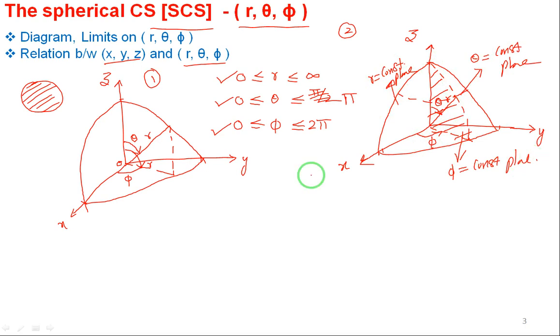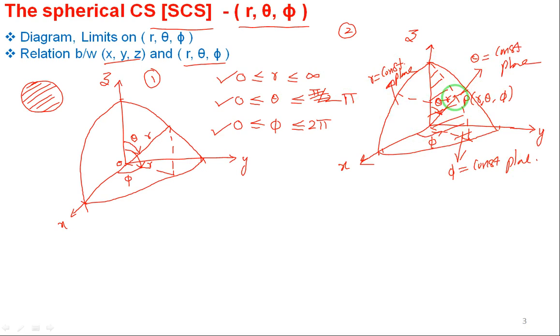right? If I locate any point, okay, this is the point P, now I am telling r, theta and phi, right? If I take any point in any of the coordinate systems, it is always an intersection of three planes. Here r equal to constant plane, phi equal to constant plane and theta equal to constant plane, r, theta and phi, right? It is the intersection of three planes. Okay, I hope this diagram is clear.